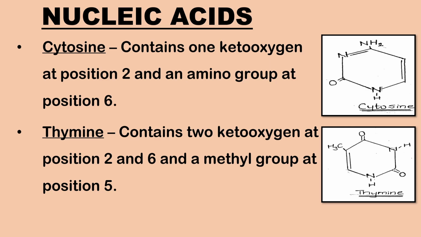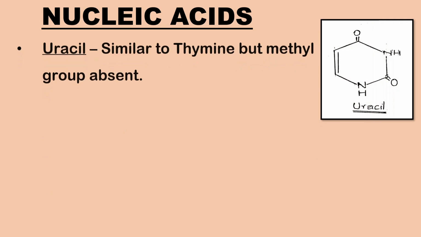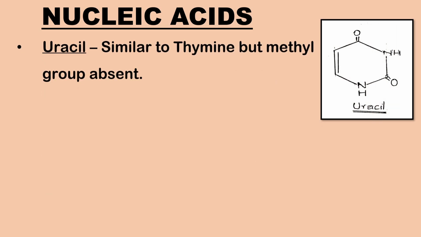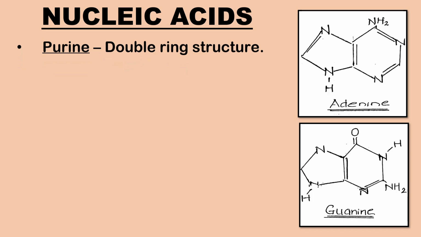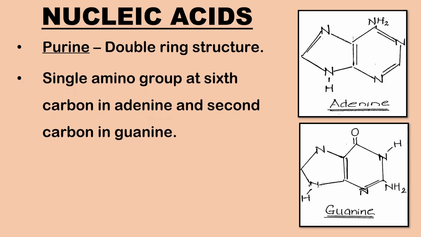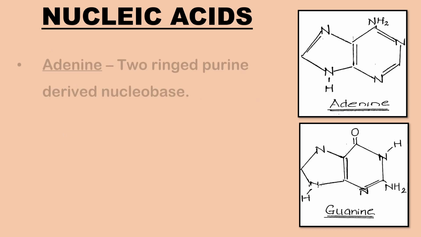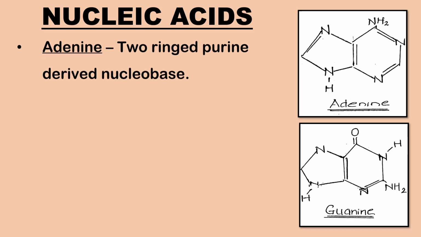It is also known as 5-methyluracil. Uracil is similar to thymine but does not have a methyl group at position 5. Purine has a double ring structure. The purine nitrogenous bases are characterized by their single amino group at the C6 carbon in adenine and C2 in guanine. Adenine is a 2-ringed purine-derived nucleobase.